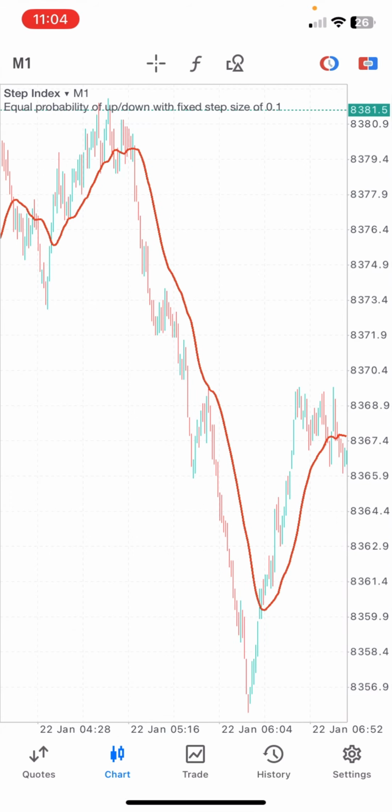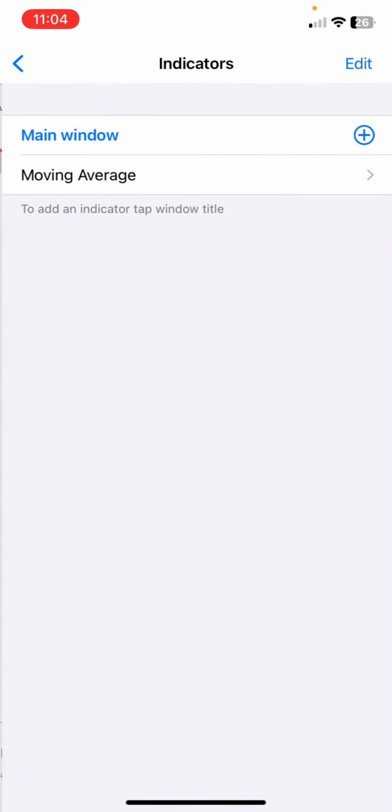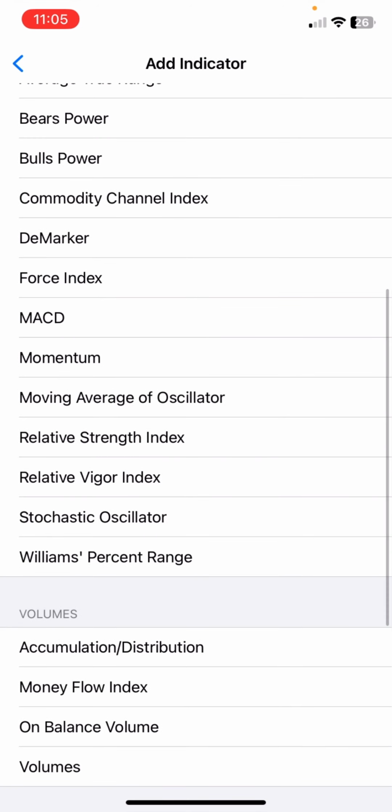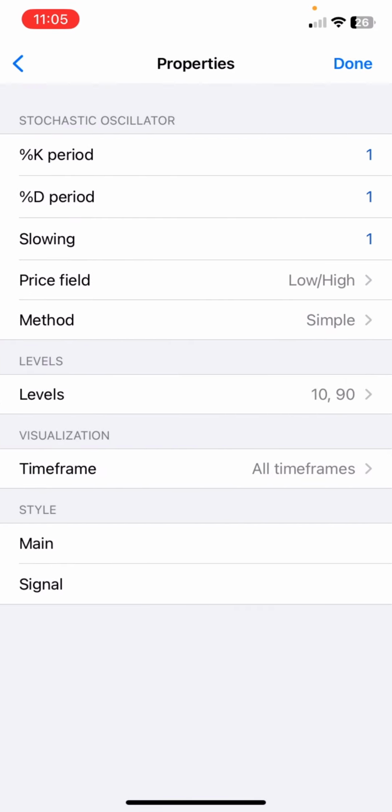So you're going to have your moving average in your chart. Now we are going to move on to the next indicator. You click on the window plus, you search for the stochastic oscillator, which you can see right here. You click on it, and these are the properties. The K period is 1, the D period is 1, the slowing is 1 also, the price field is low and high 9. Method is simple.